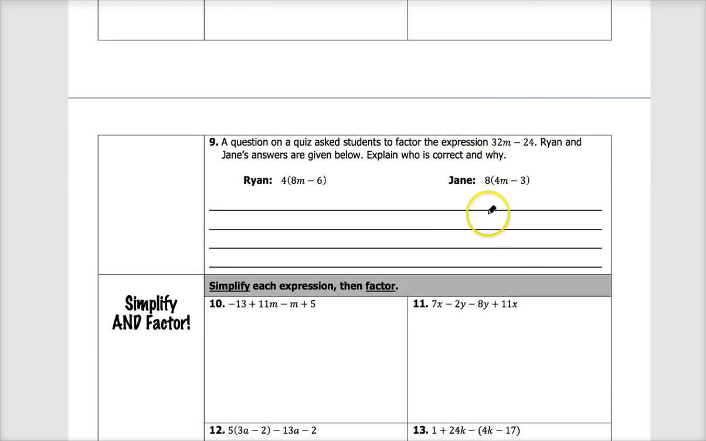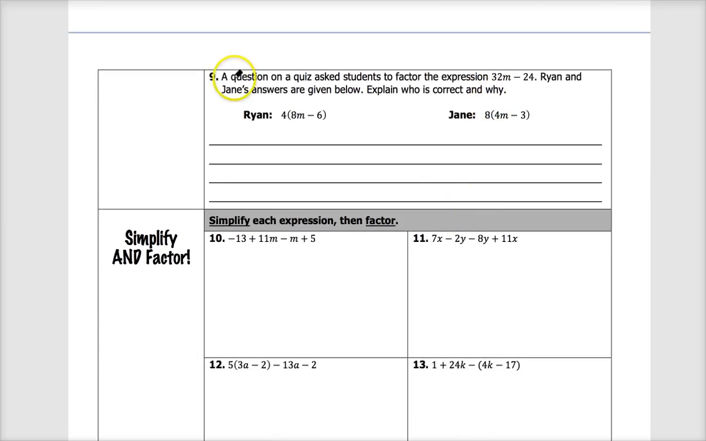Okay, to the back side, number 9 says, a question on a quiz asks students to factor the expression 32m minus 24. And you have Ryan and Jane here who both gave answers. We need to explain who is correct and why. So take a moment and look at Ryan's and Jane's answers and see if you can figure out who is correct and why.